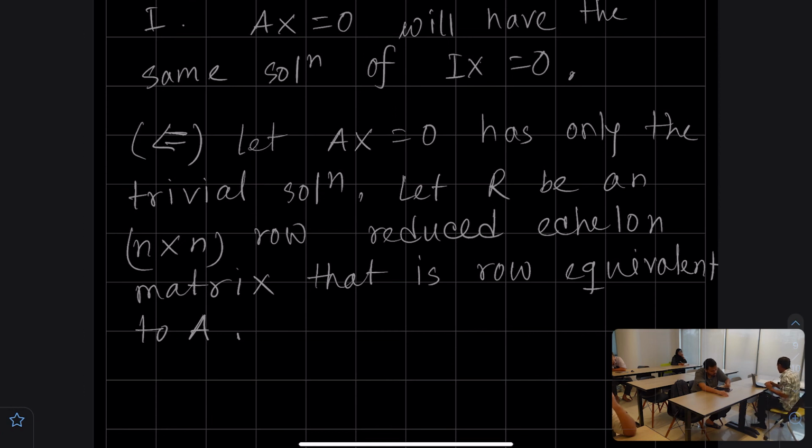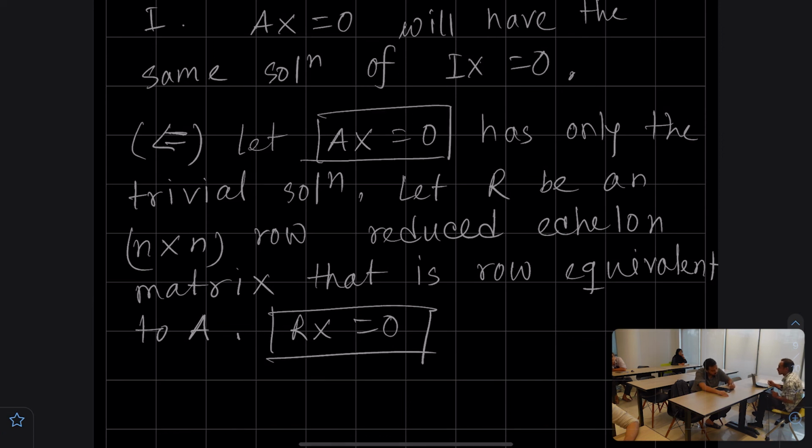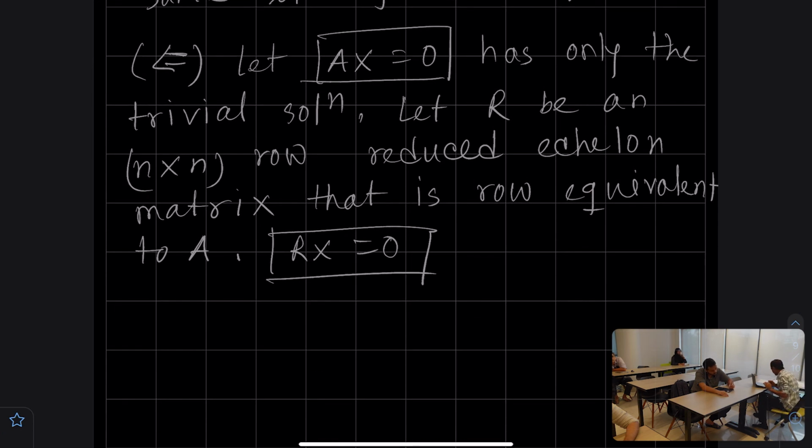So that means Rx equal to 0, this system, will have exactly the same solutions as Ax equal to 0. But we started with Ax equal to 0 having only the trivial solution. So Rx equal to 0 also has only the trivial solution.